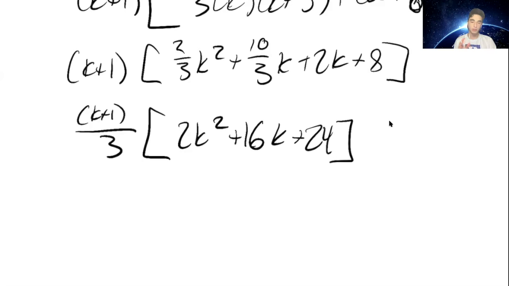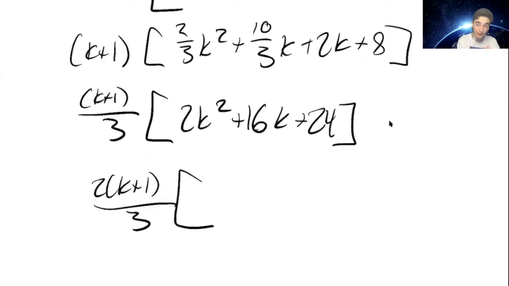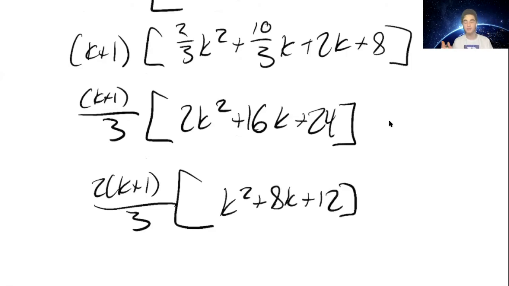All right, so now we have this. Now this is where the 8k comes in, by just taking out a 2. Take out a 2, and you have k plus 1 over 3, because multiply in a 2, and now we're dividing out a 2. So now we have k squared plus 8k plus 12. That's where I was thinking of the 8 from. Okay.